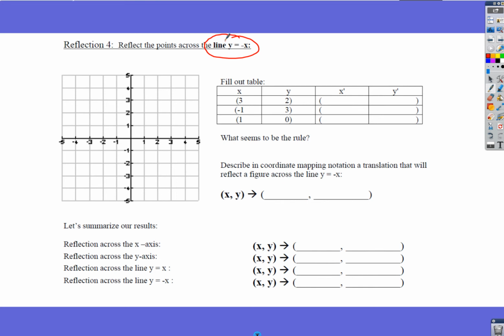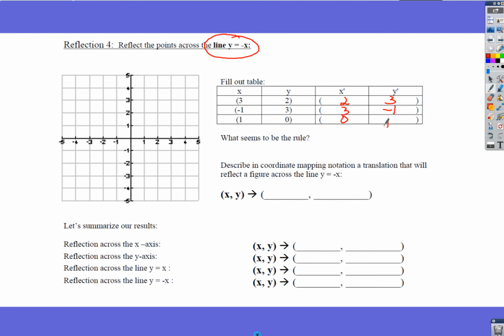Switch the x and the y around. That I know. That's to make it simple. Every time I see y equals x or anything like that, I know I'm going to change around the x and the y. I'm going to change the position around. So 2, 3, 3, negative 1, and then 0, 1.